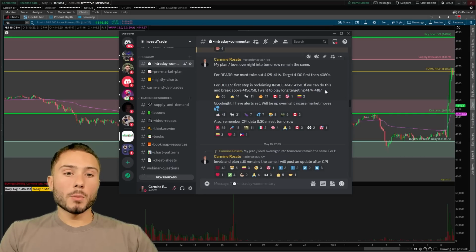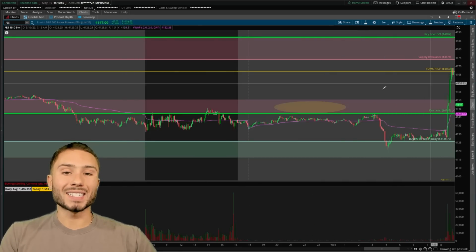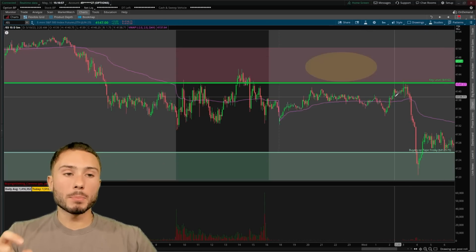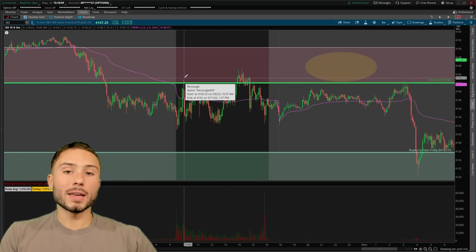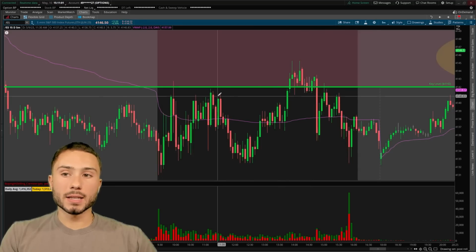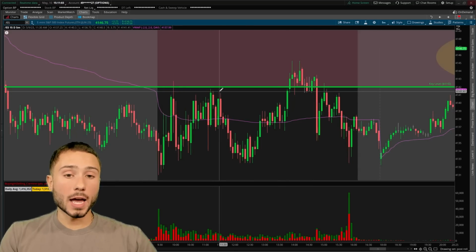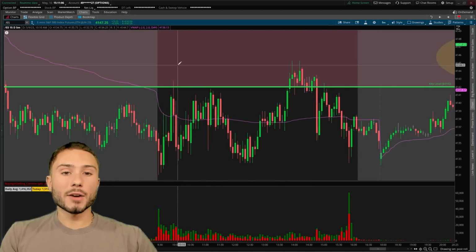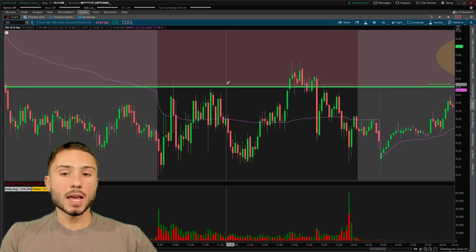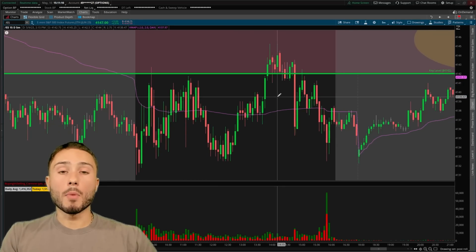The bullish plan was very simple and it was a two-step process. So let's understand the first step first, which was for bulls. The first step is reclaiming inside of 4142 to 4150. That is step number one. Why this was important was because this area yesterday acted as resistance on the 9th of May, which was Tuesday. On 3 or 4 different occasions, it acted as resistance and had a hard time breaking the market higher.